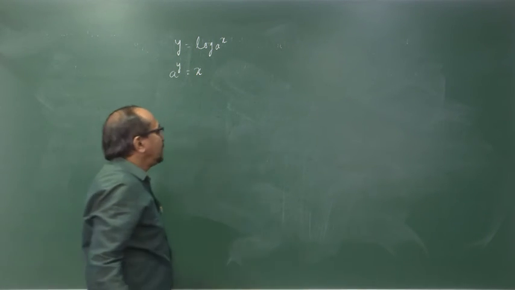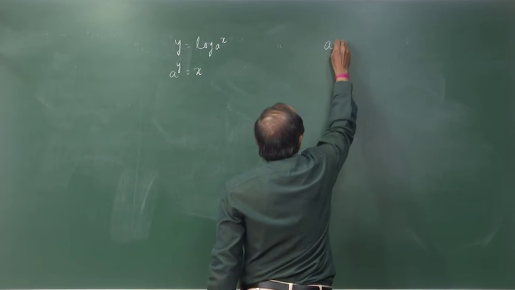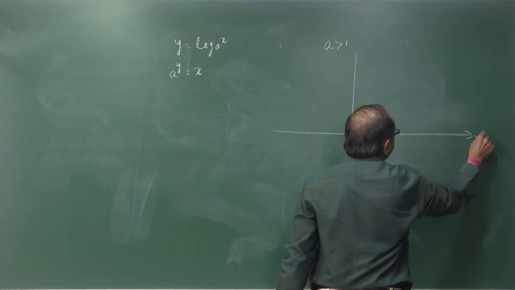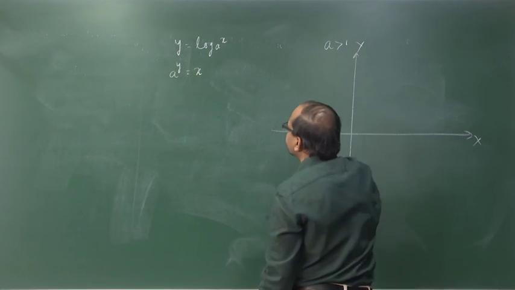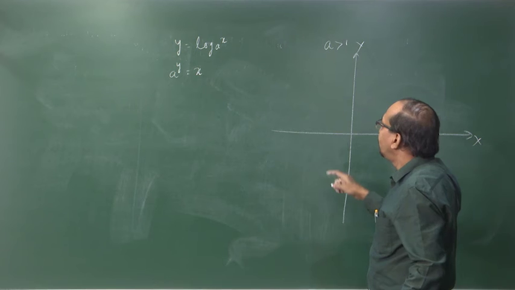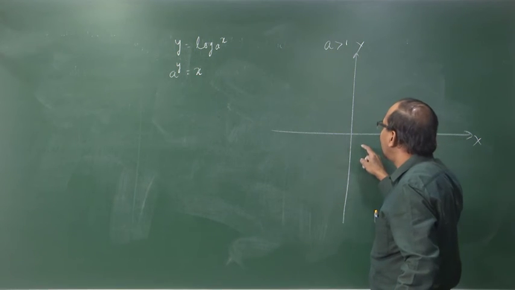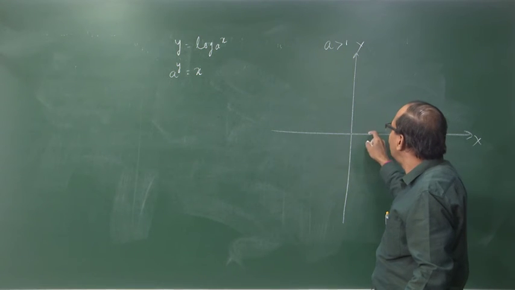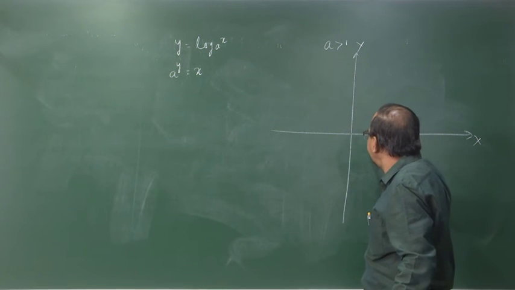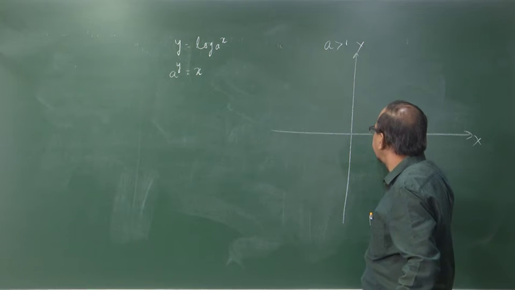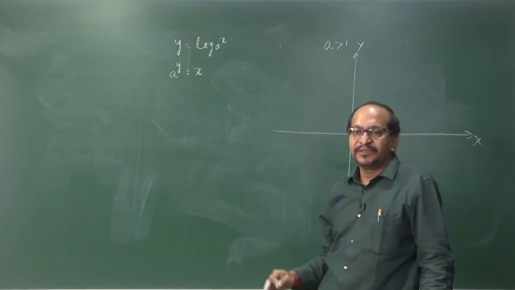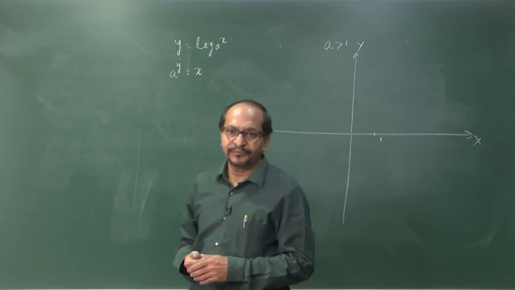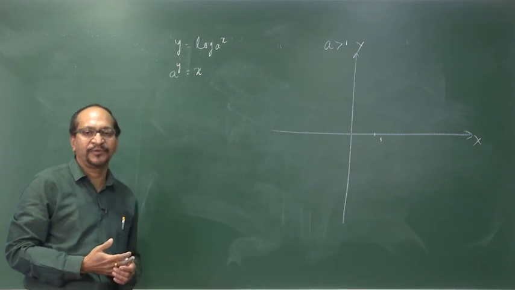Okay. So, when a is greater than 1, this is our x axis, this is our y axis. Okay. When y is equal to 0, x is 1, means the graph will intersect here at the x axis. Just invert the x and y axis from the previous case when we were discussing exponential functions.